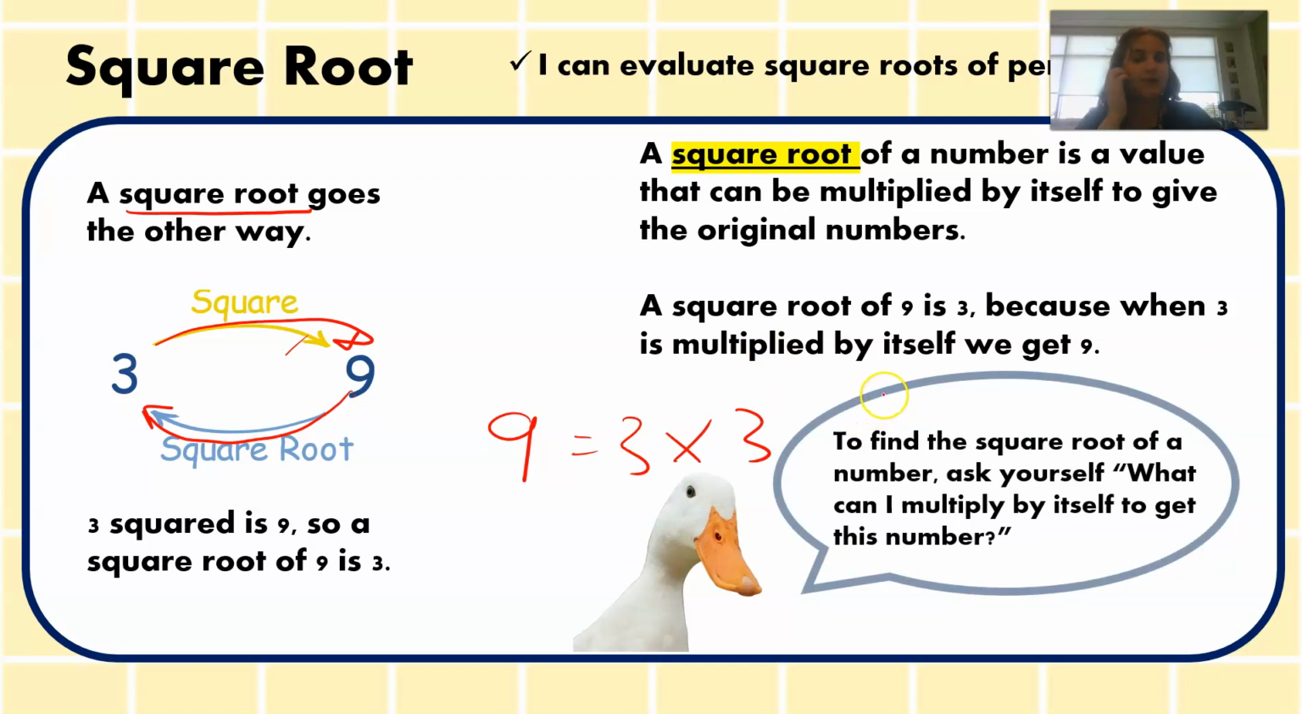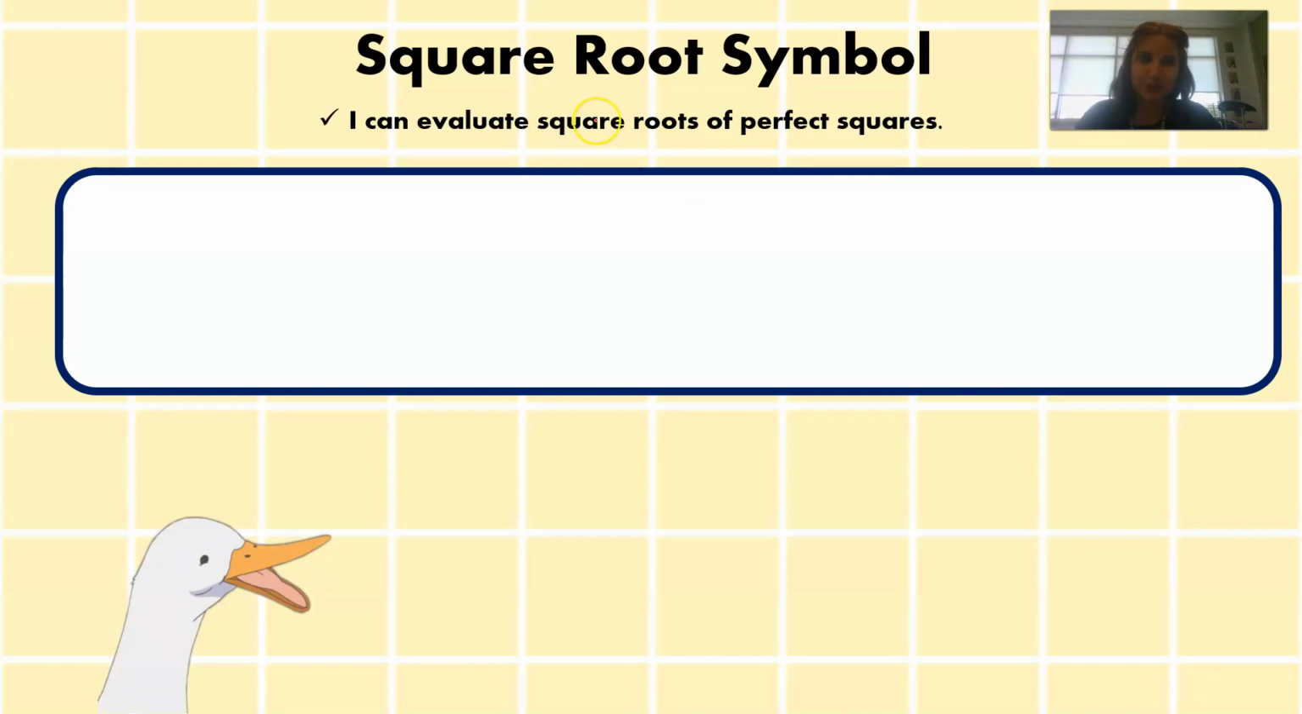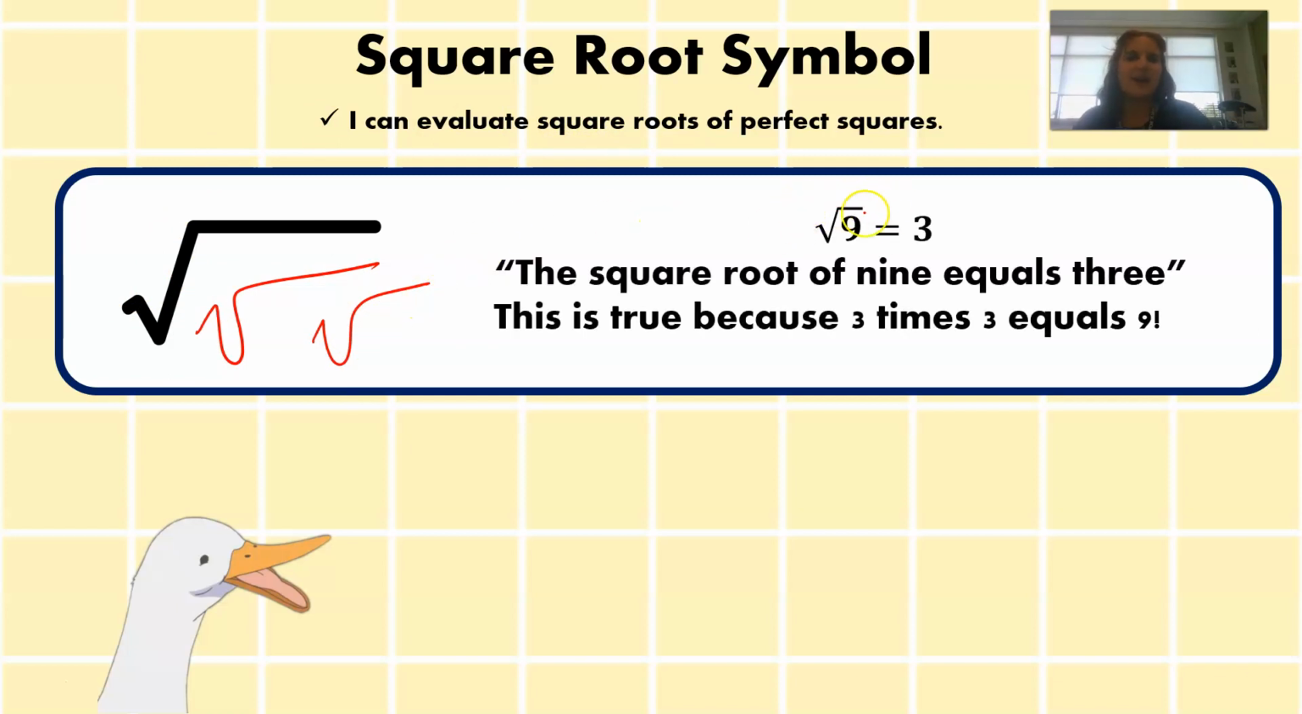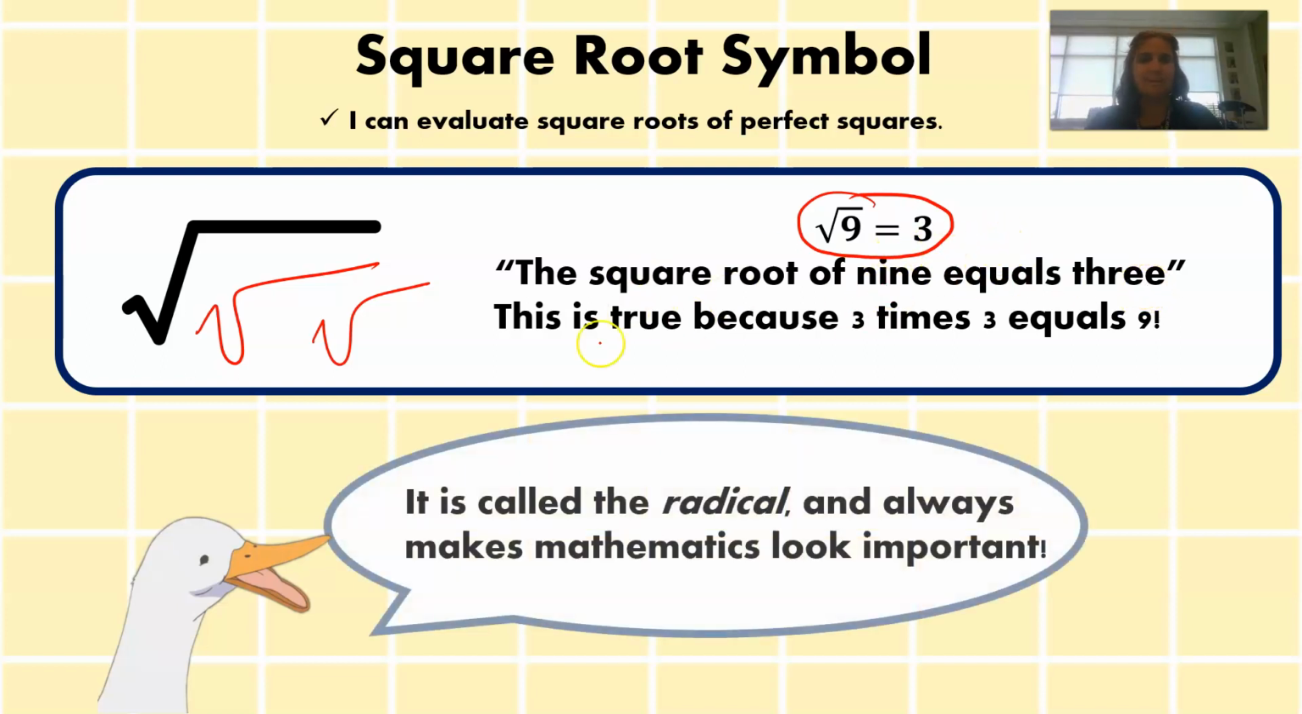To find the square root of a number, ask yourself, what can I multiply by itself to get this number? We're going to use the square root symbol. So this is the square root symbol. It's like a little check type thing. So this would be read as the square root of 9 equals 3. This is true because 3 times 3 equals 9. This symbol is called a radical, and it makes math look important and cool.